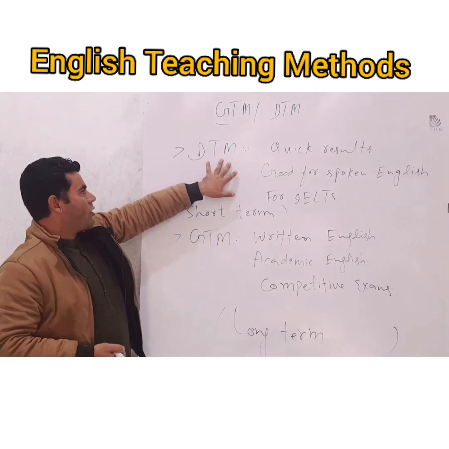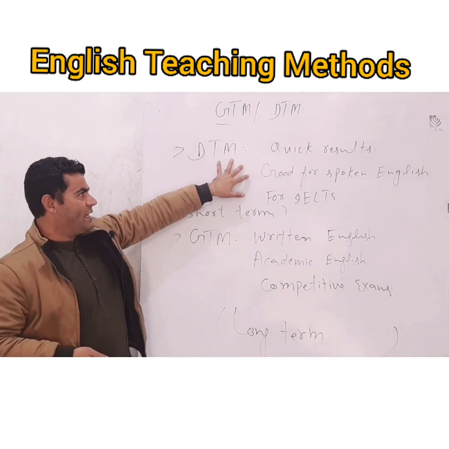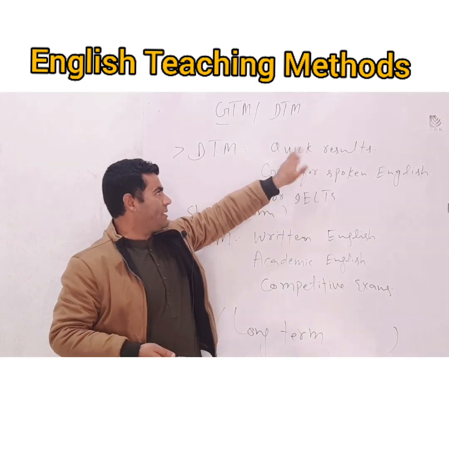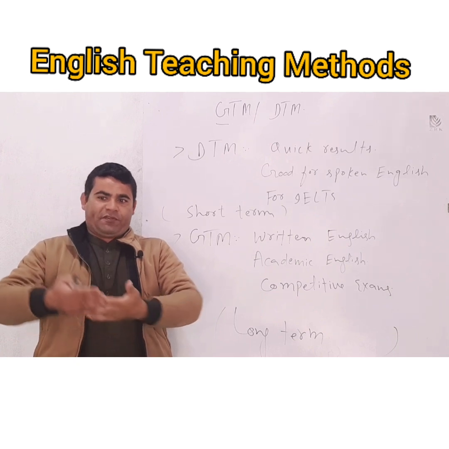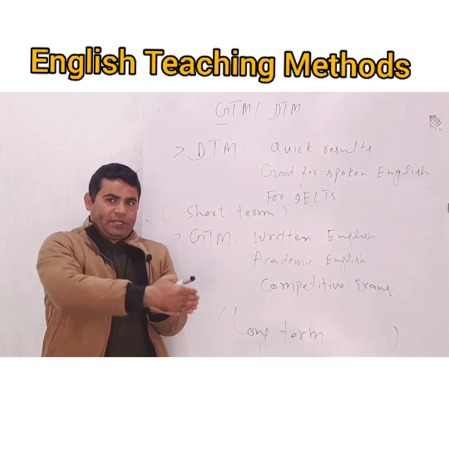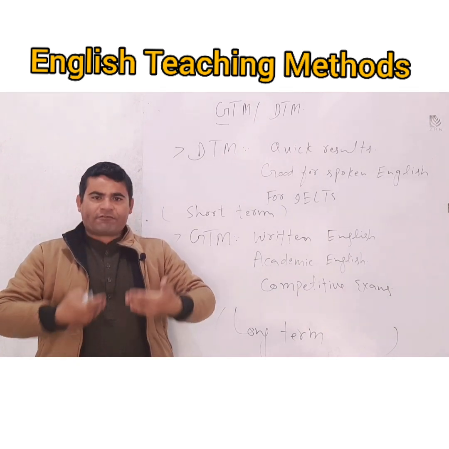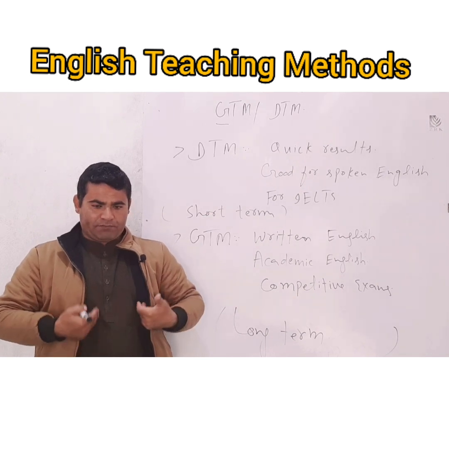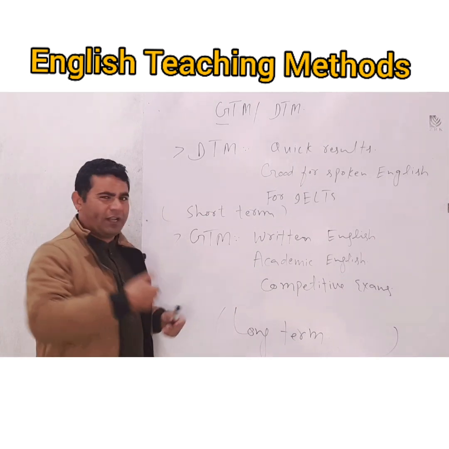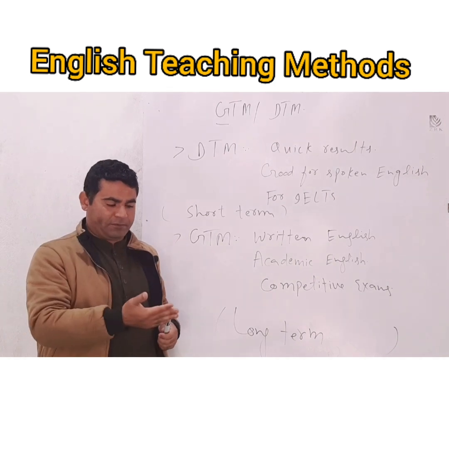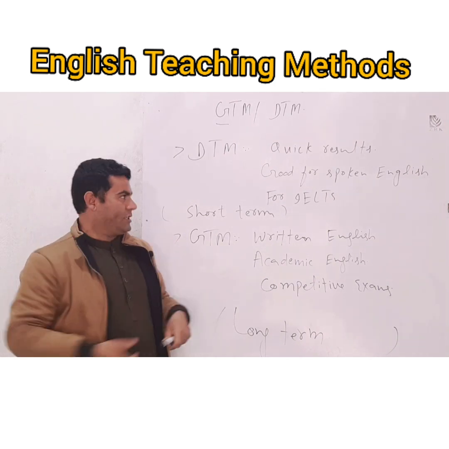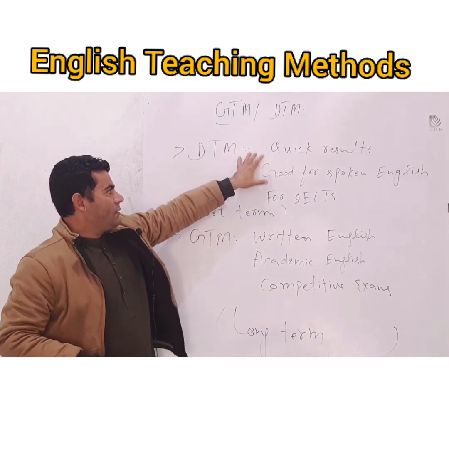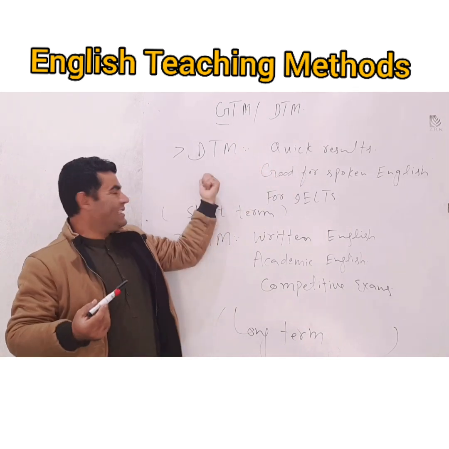For example, we talk about DTM. The benefits of DTM are that it gives you quick results. DTM means direct teaching method, there isn't any grammar translation. Mostly conversations, debates, monologues, and these kinds of things, where you allow a student to speak and you don't interrupt and you don't guide him too much. So that is called DTM.